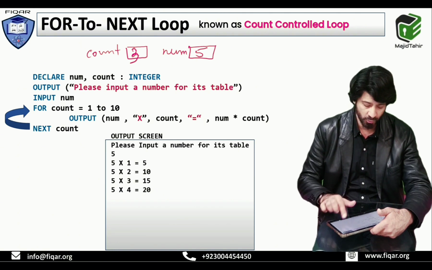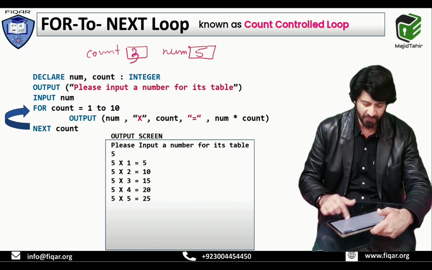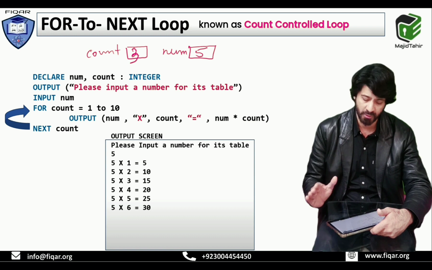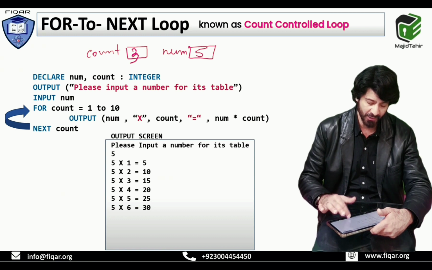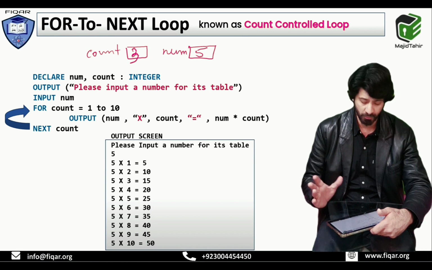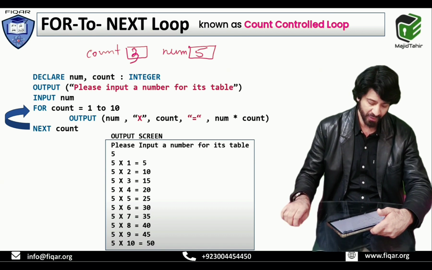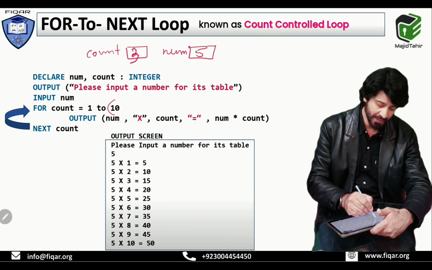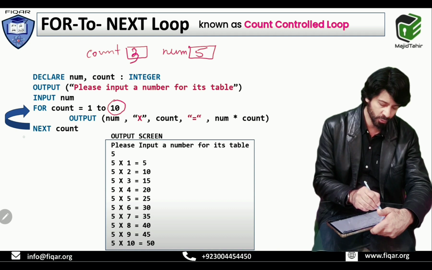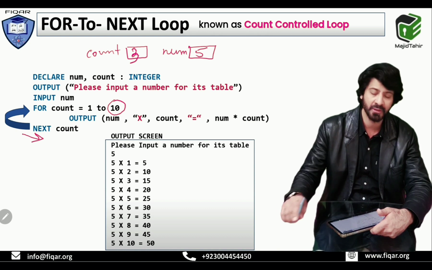The loop goes back again, count increased one more time, 5 times 5, 25, 5 times 6, 30. So it keeps on increasing, it keeps on displaying that till it reaches 10. So the loop will go up till 5 times 10 equals 50. Now when it reaches 10, the loop will end and the program will move to the next portion after the next count.